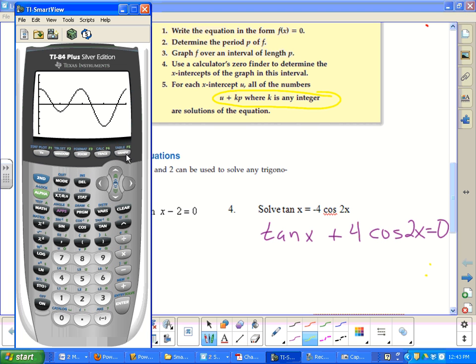Do I know that that's what the period is then? We don't, do we? Okay, so let's check it. Let's start at negative 2 pi and see what happens, and see if I get the exact same thing twice. I think 2 pi is supposed to be my period, but I'm not sure.